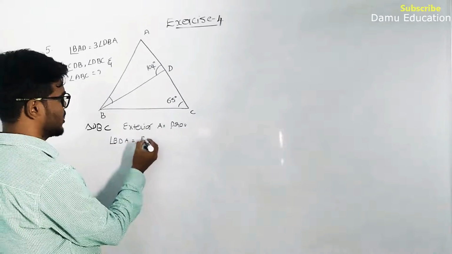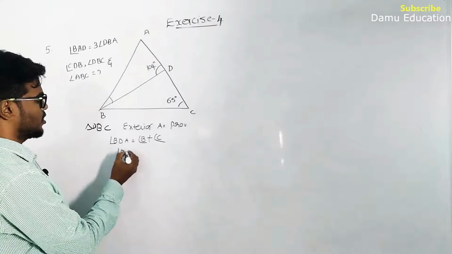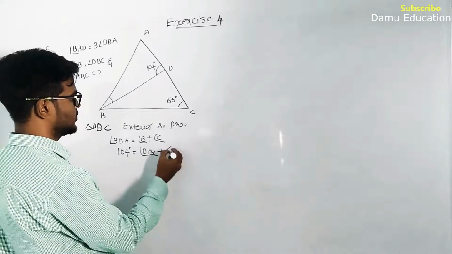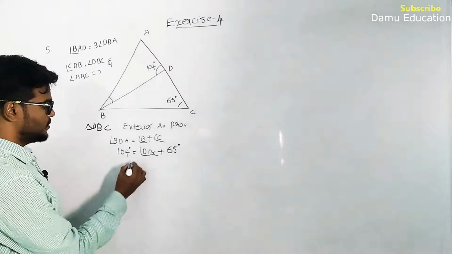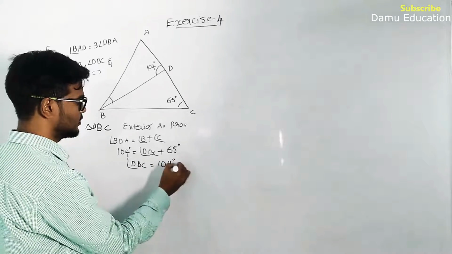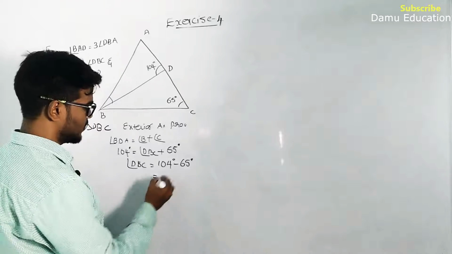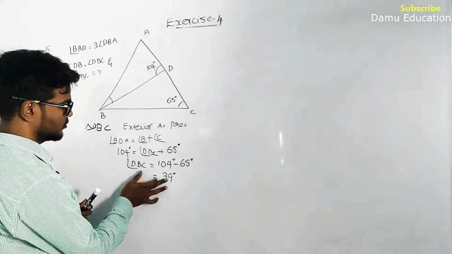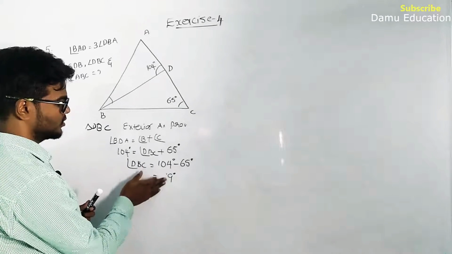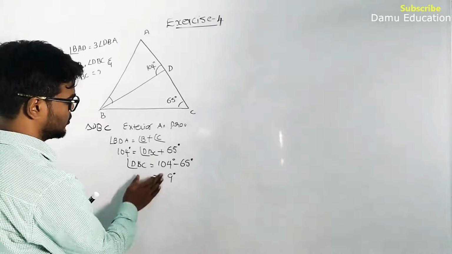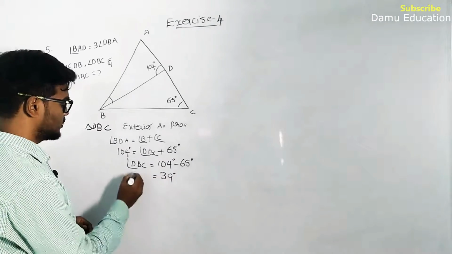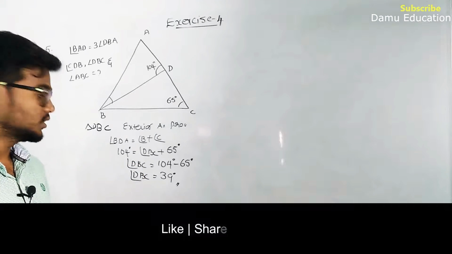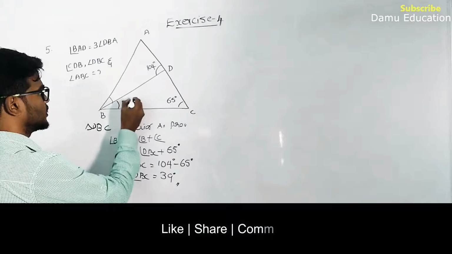By the exterior angle property, angle BDA will be equal to angle B plus angle C. Angle BDA is nothing but 104 degrees. Angle B is angle DBC, plus C is 65 degrees. So angle DBC is equal to 104 minus 65 degrees, which is 39 degrees. So angle DBC is equal to 39 degrees.